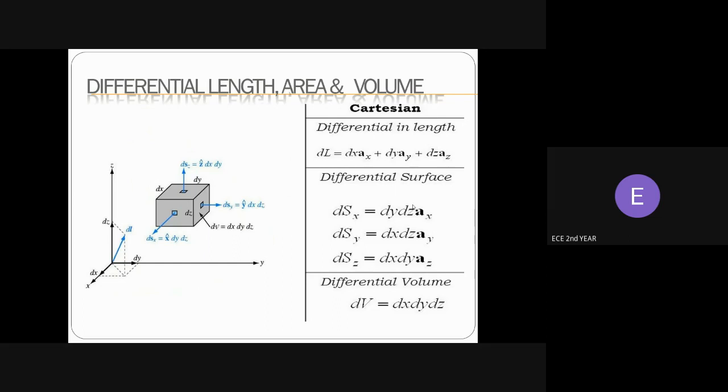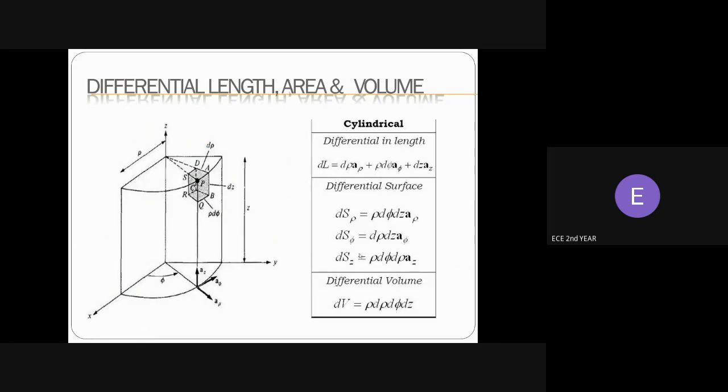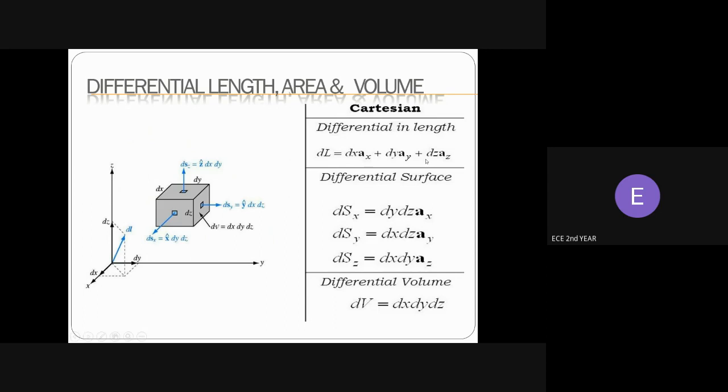Okay, next we will see the formulas for each coordinate system separately. Three formulas we have to see. One is the differential length, the second one is the differential surface, and the last one is the differential volume, right? So for the Cartesian system, the differential length dl is given by dx ax plus dy ay plus dz az.